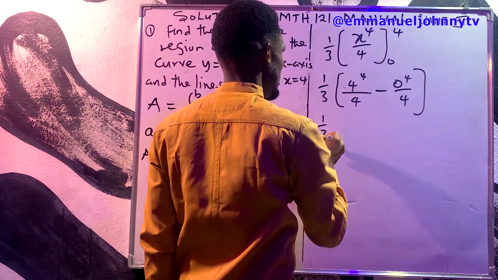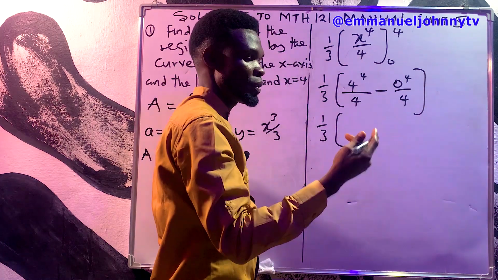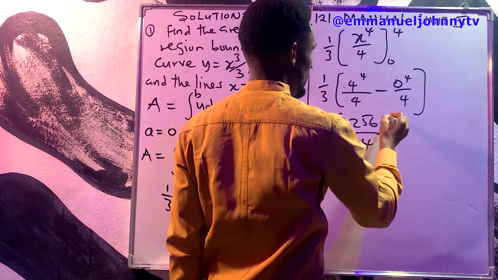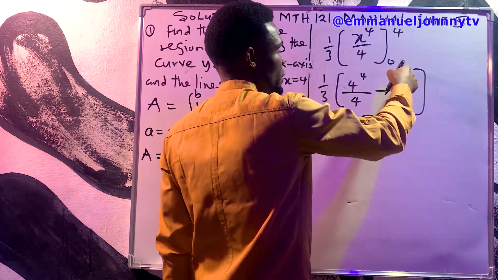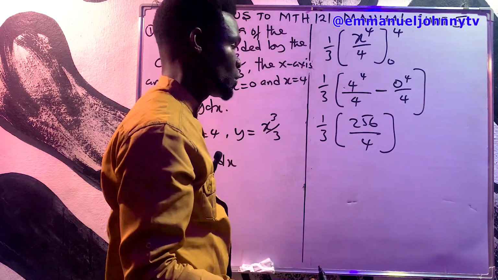So that means 1 over 3 into 4 raised to power 4, that is 4 times 4 times 4 times 4, which is 256, all over 4. Of course, 0 raised to power 4 is 0. 0 divided by 4 is 0. So everything there is gone.